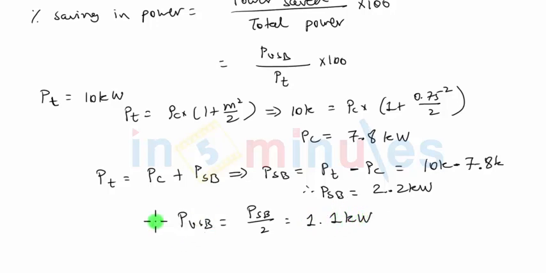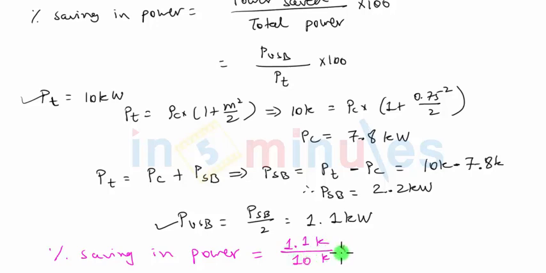So we have got the upper sideband power and the total power was already available. So I can now apply this formula and find out the percentage saving in power. So the percentage saving in power is equal to P USB, which is 1.1, divided by the total power, which is 10, both in kilo, multiplied by 100.